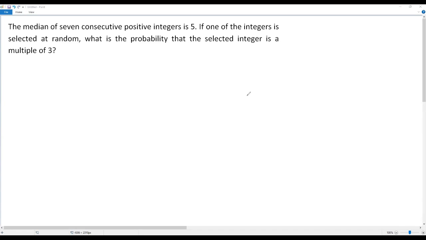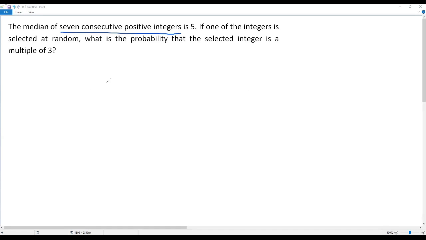Here we have a SAT math problem. Okay, let's go to the question. The median of 7 consecutive positive integers is 5. If one of the integers is selected at random, what is the probability that the selected integer is a multiple of 3? Okay, here we have information about 7 consecutive positive integers.